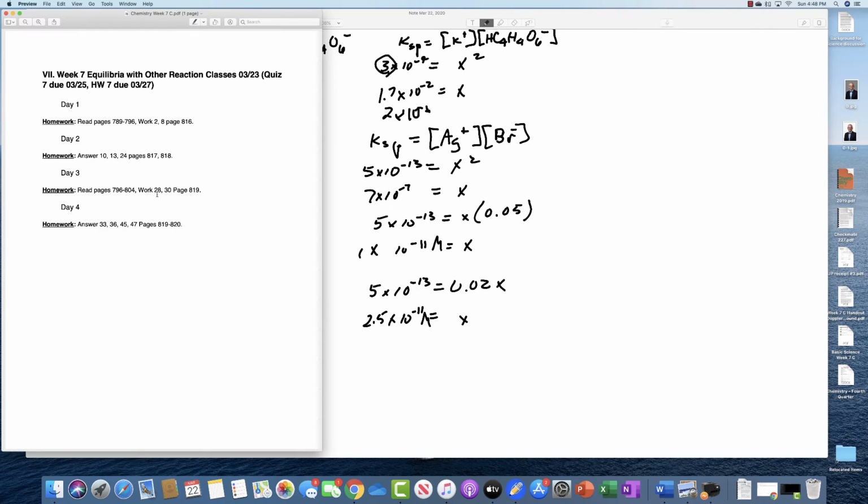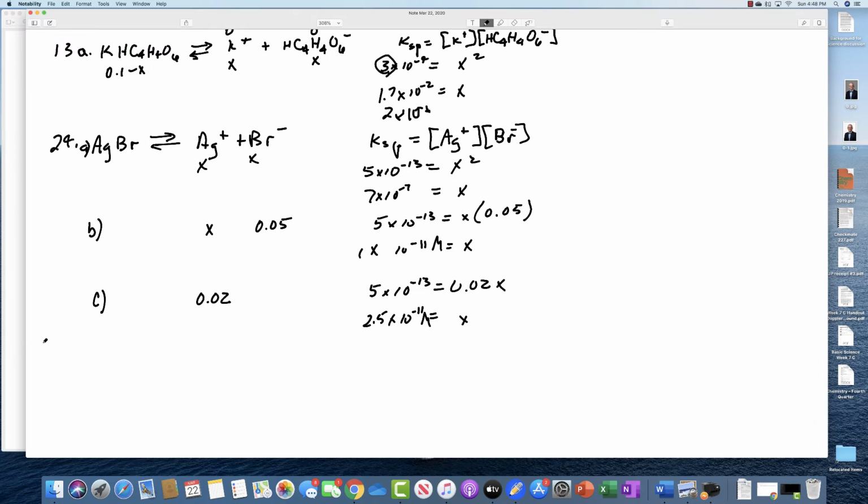Moving on to the next set, 28 and 30. So let's take a look at 28. The following concentrations are found in mixtures of ions in equilibrium with slightly soluble solids. From the concentrations given, calculate the KSP of each slightly soluble solid. So they just give you the concentrations, and all you have to do is calculate the KSP. So the first one's very easy because we've been working with this. It's going to be the silver times the bromide.